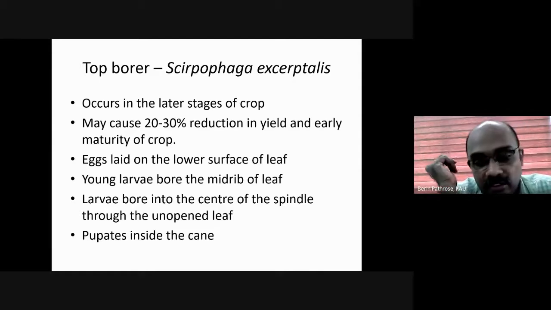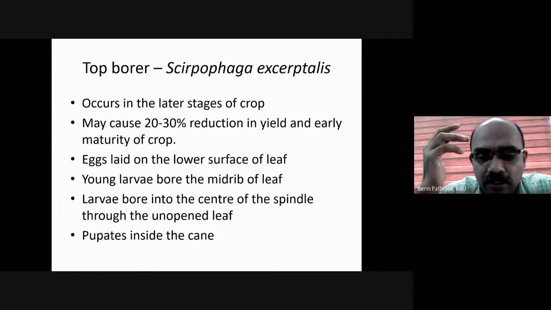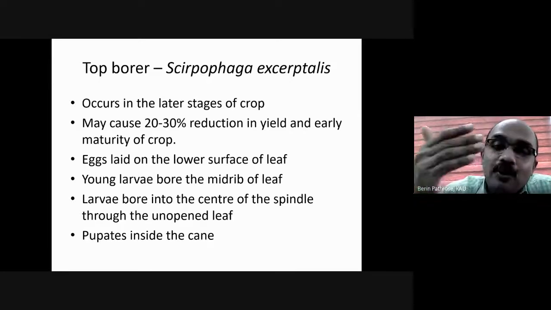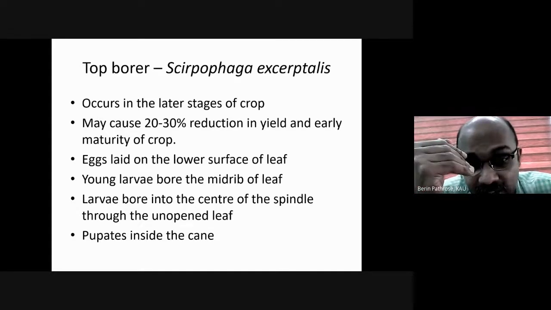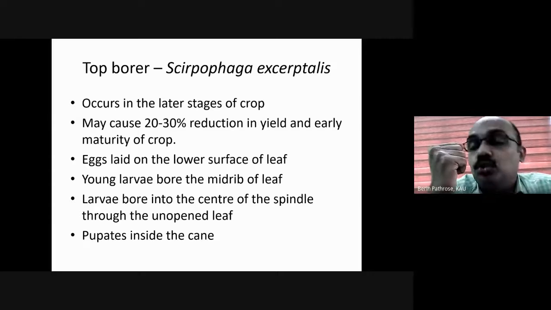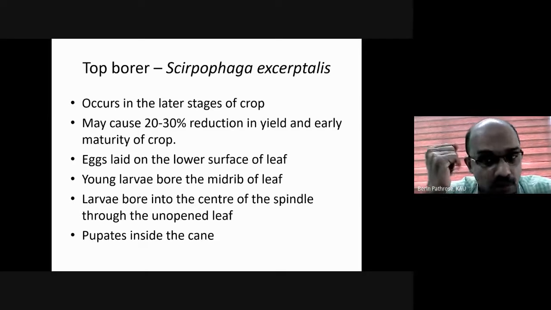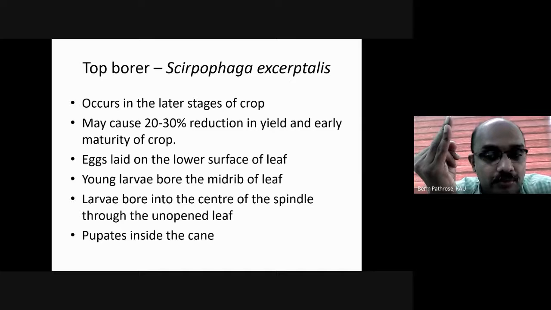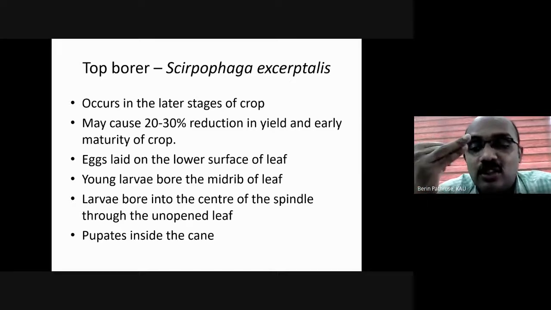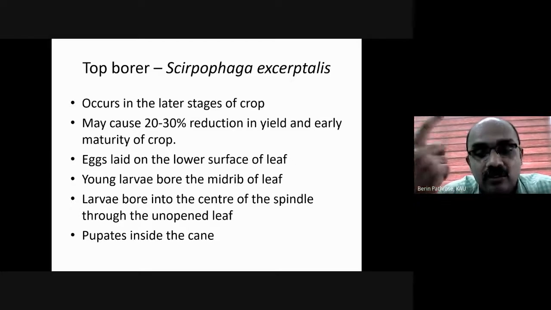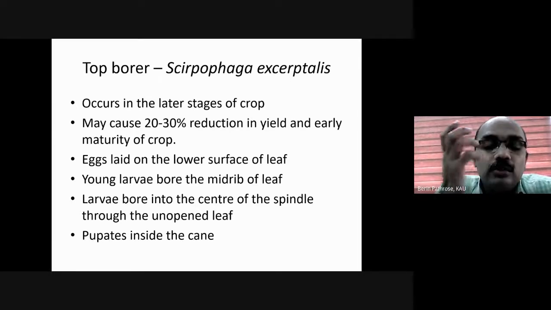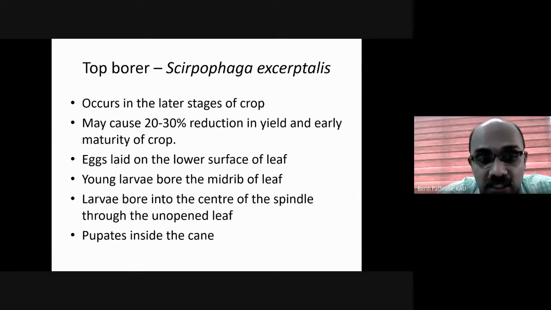Unlike the pest which attacks the early stage crop, and the internode borer which attacks from the fourth month, the top borer usually attacks the later stages of the crop. Though it attacks in the later stages, it causes heavy damage, up to 20 to 30% yield loss. Another thing is that it leads to early maturity of the crop. If the top borer attacks, further growth of the cane will be arrested, so farmers will be forced to harvest the crop early. So this is an extremely serious pest.